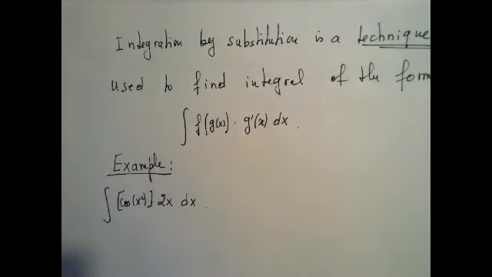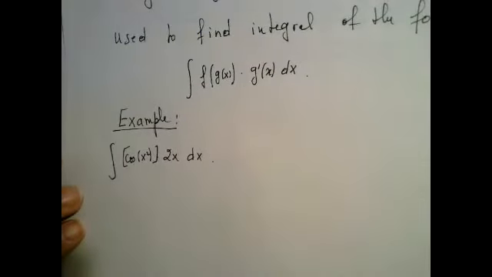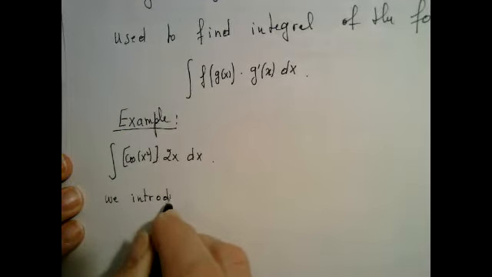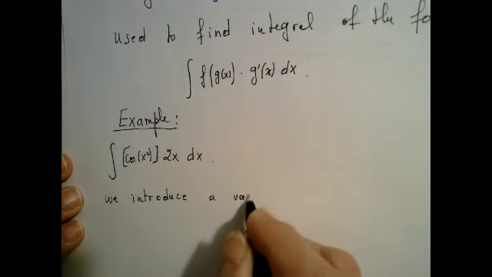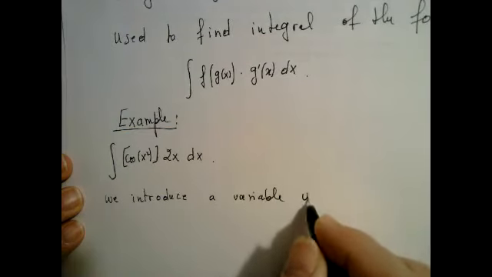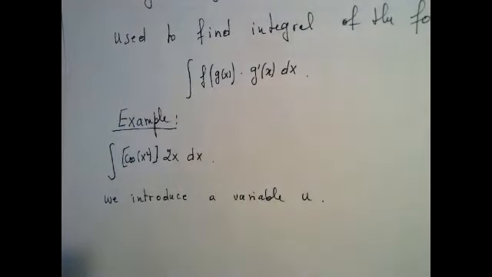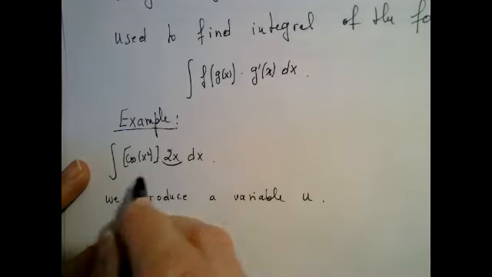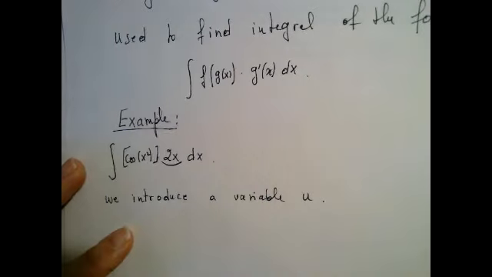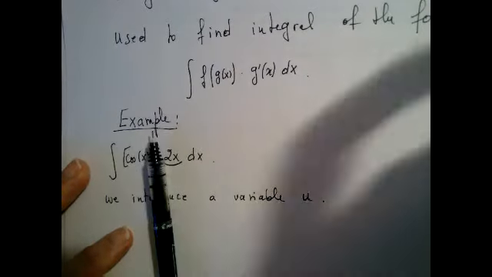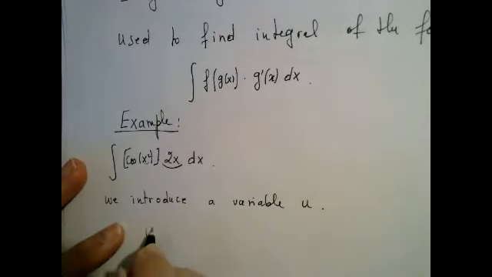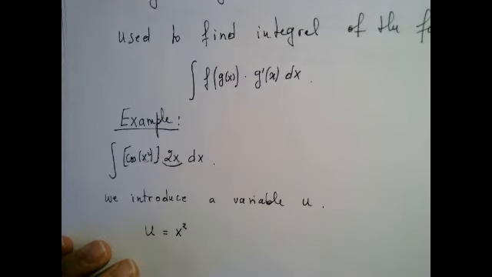We introduce a variable. Substitution works like this. We first introduce a variable. We call it u. The first example will be done with a lot of details. What is this variable? The variable u is usually the function whose derivative is part of the integral, or u is the inside function. So here, that's my inside function, and its derivative is 2x. We set u to be the inside function, or the function whose derivative is part of the integral. That's really my first step.